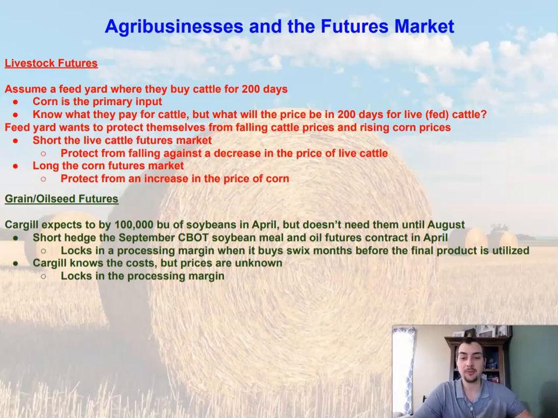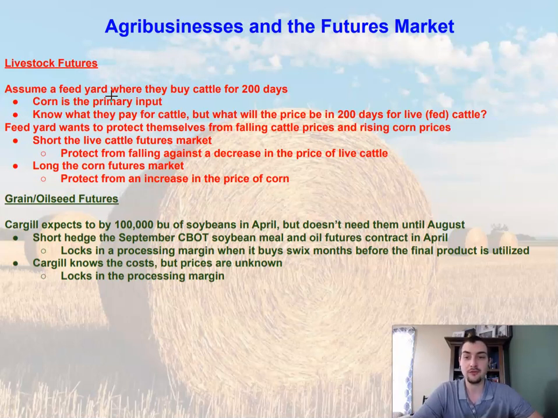So let's go through a couple of quick examples. As a matter of fact, we're going to go through several examples in this part of the chapter. But what if we are engaging in the livestock futures? So let's assume who would engage in the livestock futures? Well, it might be a feed yard who is looking to buy feeder cattle and sell live cattle. It might be a feedlot who's looking to buy corn because corn is a primary input.